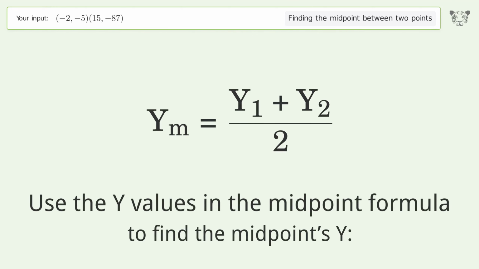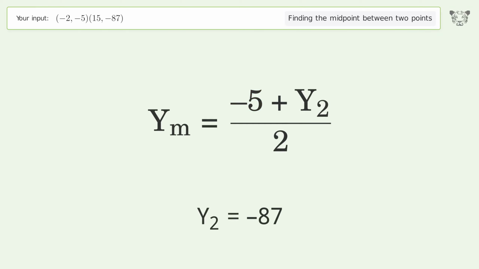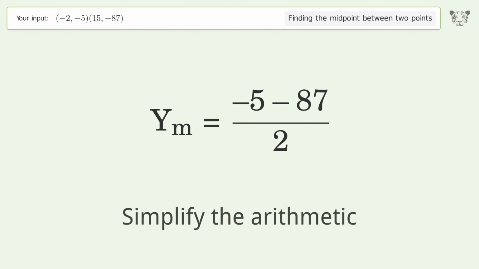Use the y values in the midpoint formula to find the midpoint's y. y1 equals -5. y2 equals -87. Simplify the arithmetic.